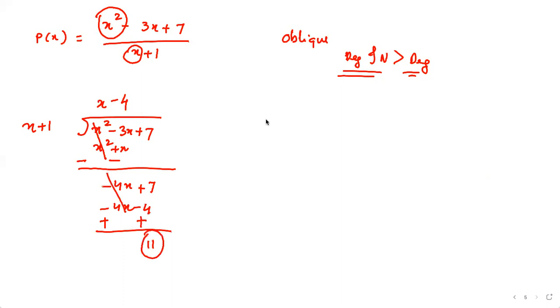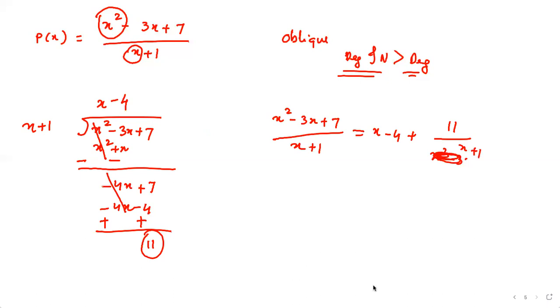So when you're doing the division, kids, remember that x squared minus 3x plus 7 over x plus 1, the same expression can be written as x minus 4 plus 11 over x plus 1. That's your divider. So if you take LCM of this expression, you're going to get back this thing.